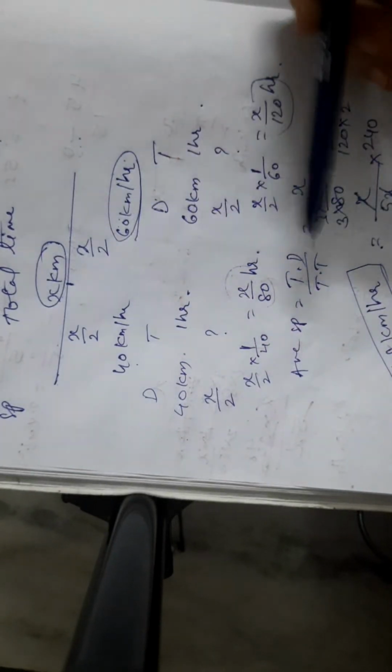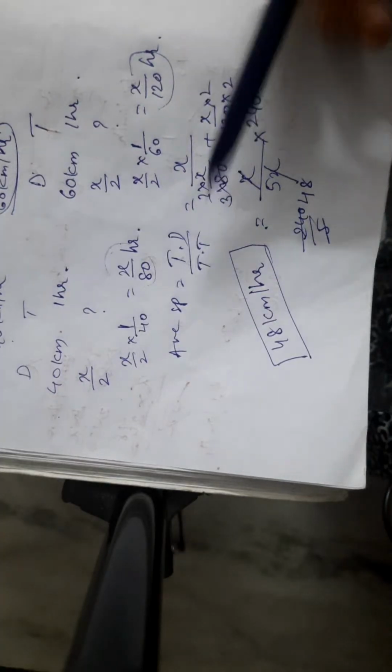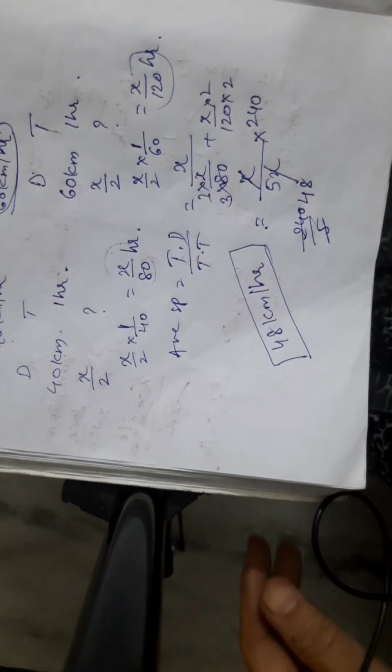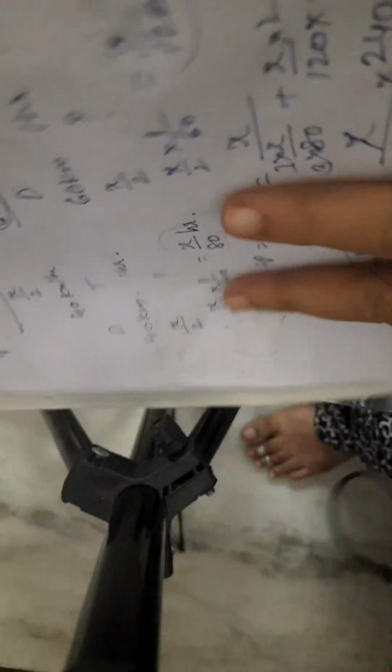And finally, time was not given there. So we calculated time. And then finally average velocity is calculated by making total distance upon total time. So we got the final answer as 48 kilometer per hour. This is how we completed the first question. Let's move on to the second question.